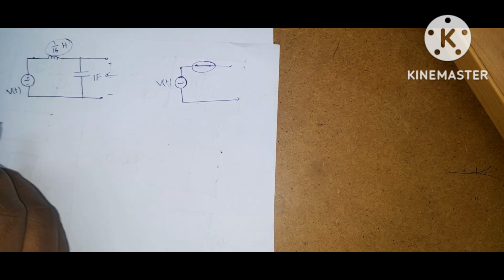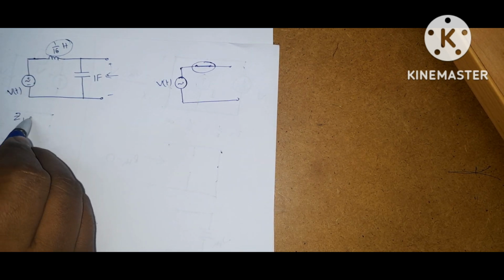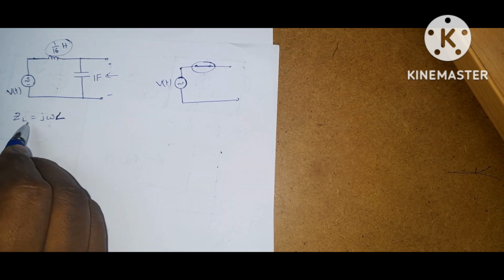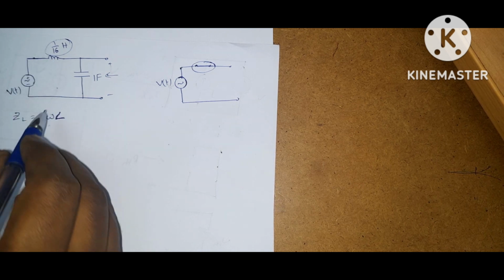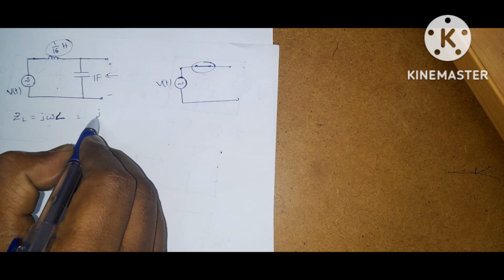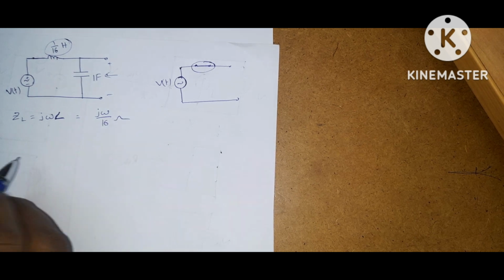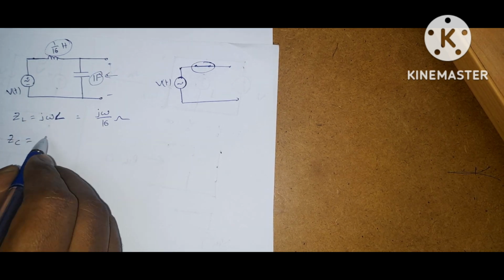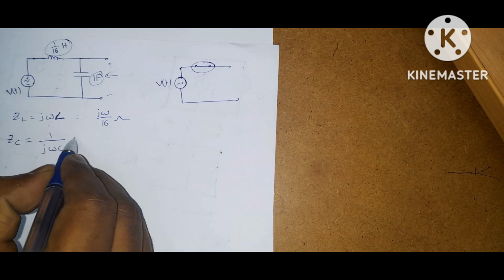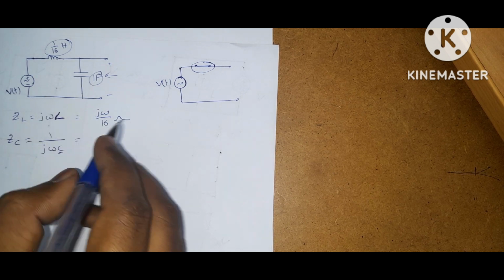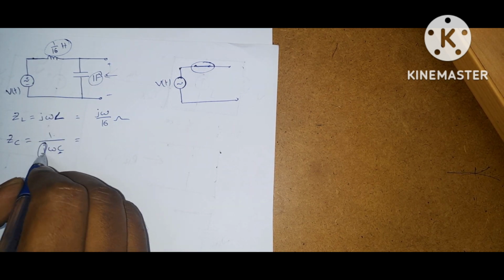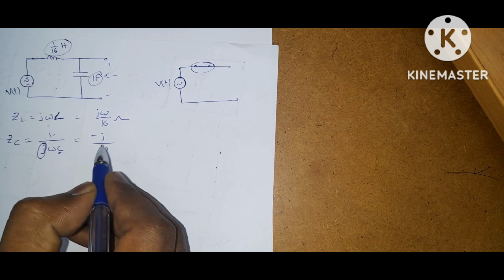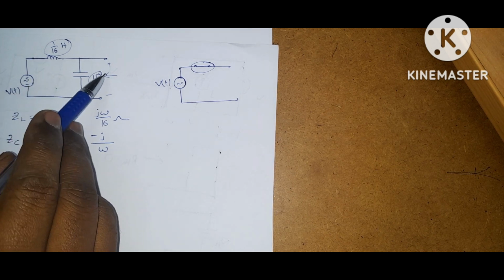First find the impedance for the inductor. So ZL is equal to, the formula for impedance of an inductor is J omega L. So here L is 1 by 16. So J omega by 16 ohms. Next, ZC, impedance of the capacitor. The formula for impedance of a capacitor is 1 by J omega C. So C is 1 farad. If I bring this J from the denominator to the numerator, it becomes minus J by omega. Now, how to find Z Thevenin?